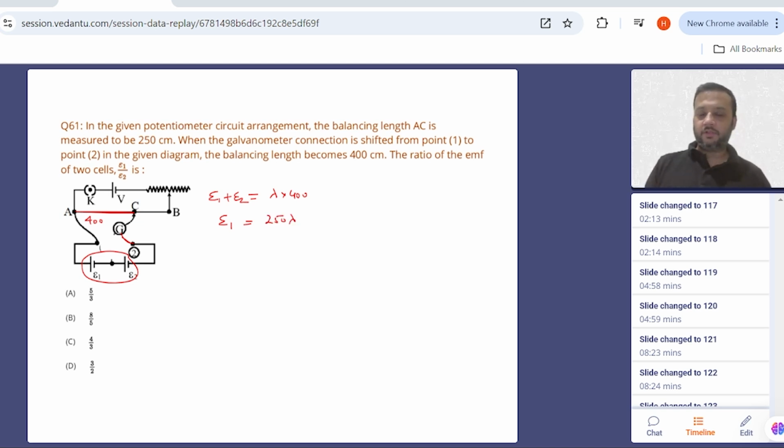If you divide equation 2 by equation 1, we will get 1 plus E2 by E1, which should be equal to, lambda will get cancelled, 40 upon 25. So 5 into 5 and 5 into 8. So from here E2 by E1 becomes 3 by 5. So E1 by E2, which is what we have to find, will be 5 by 3.